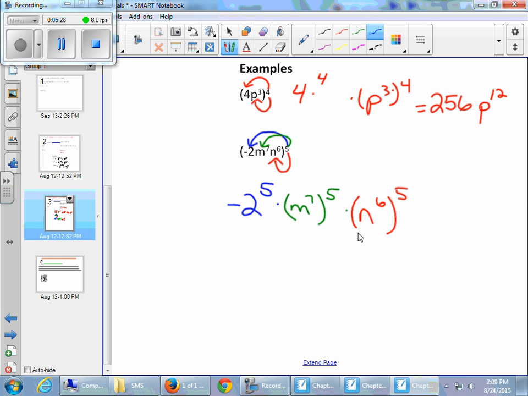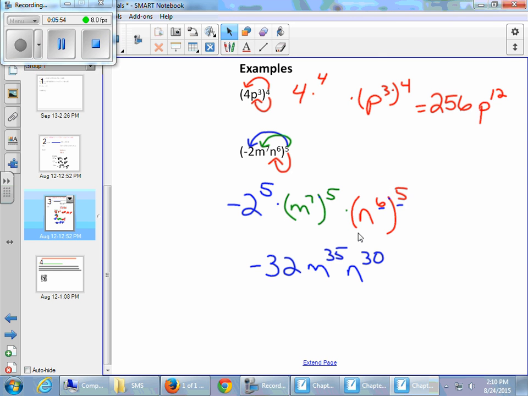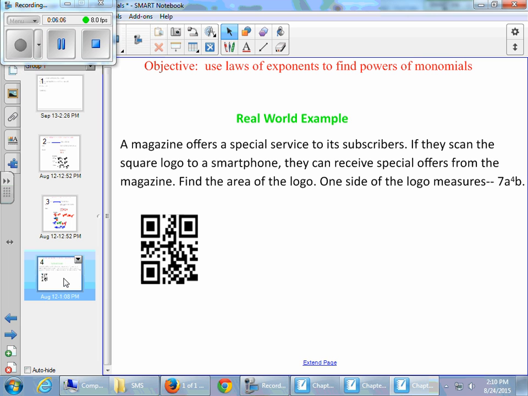Negative 2 to the fifth power gives us negative 32. And then our base m stays the same. Exponent to an exponent, you multiply, you get m to the 35th. And n, once again, base n stays the same, you multiply the exponents to get n to the 30th. Okay, any questions? Please review the video, write them down, put a big question mark, and we will go over these in class.